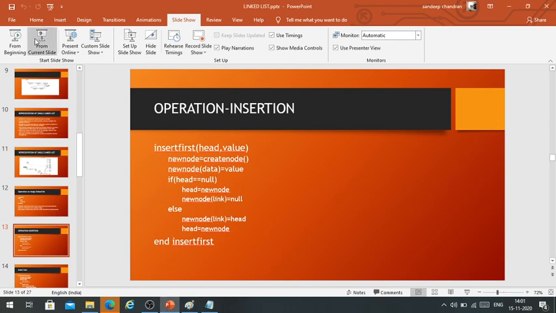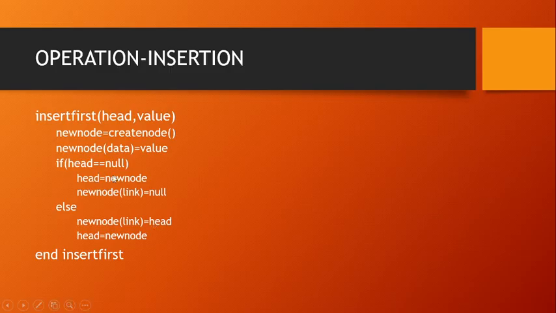So that's the statement I have written here. If head is null, we'll make head equal to new node, which means head will store the address of the new node. Then the new node's link will be set as null. If the list is empty, we can do this.